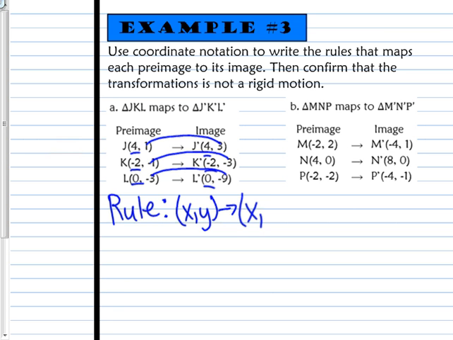So my first thought was, okay, well, 1 plus 2 is 3, but -1 plus 2 is not -3. So how else can I take a 1 and make it become a 3? Well, I can multiply it by 3. Well, -1 times 3 is -3, and -3 times 3 is -9. So that's what we did. The transformation is (X, 3Y). So this is the rule. We're using coordinate notation. We wrote the rule. And so now we have to see if the transformation confirms that it's not a rigid motion.